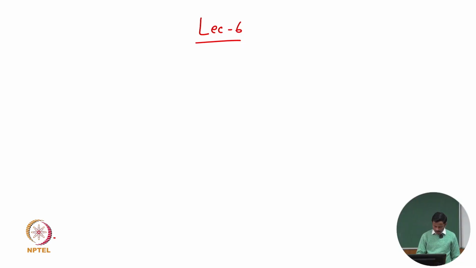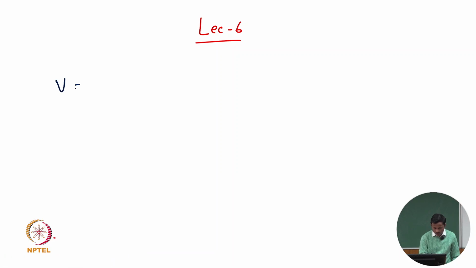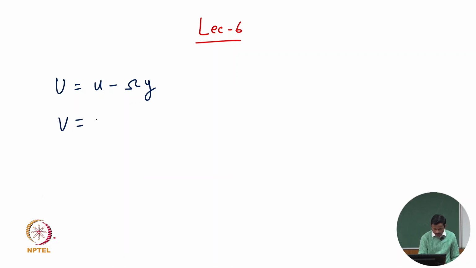So in the previous lecture we saw that the absolute velocity of a particle or of a fluid element is given by its relative velocity minus omega times y, where omega is the rotation rate of the frame, and this can also be expressed as u, and v is expressed as v plus omega x. So this is what we discussed in the last class.